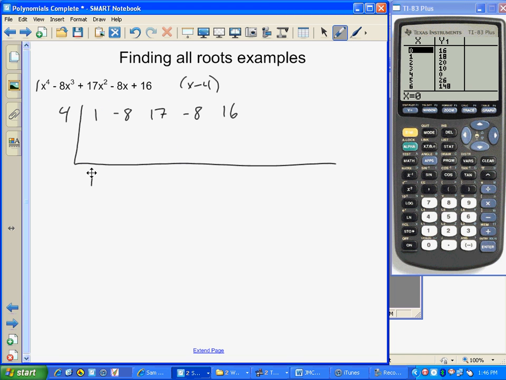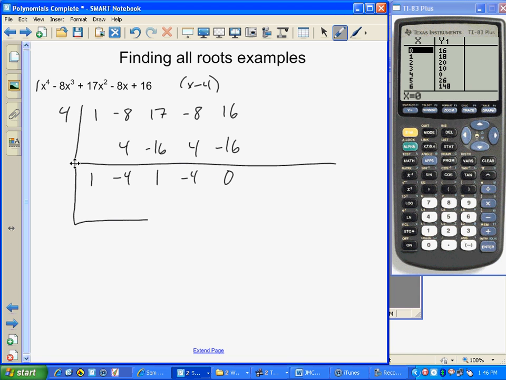Okay, you drop the first one down, you multiply these. 4 times 1 is 4. Add these up, you get -4. Multiply again, you get -16. Add, you get 1. Multiply, you get 4. Add, you get -4. Multiply, you get -16. Add, you get 0. Okay, so it's at least in there once, because I got remainder 0.